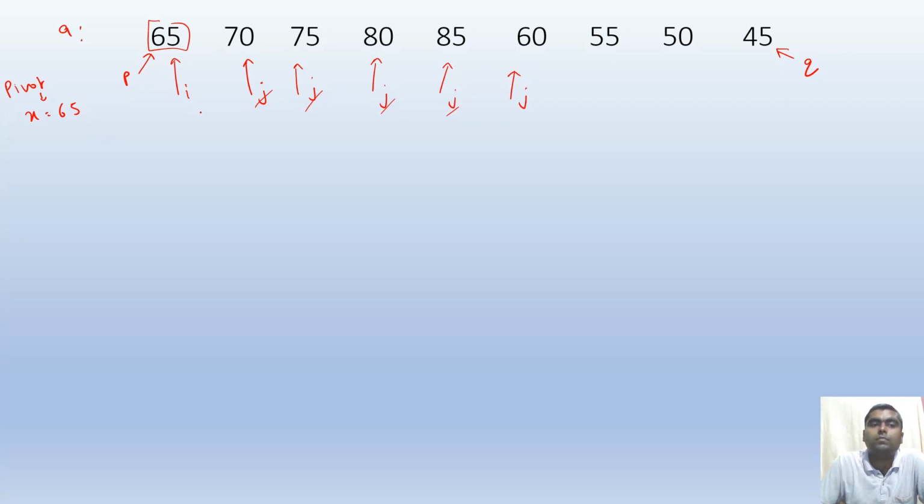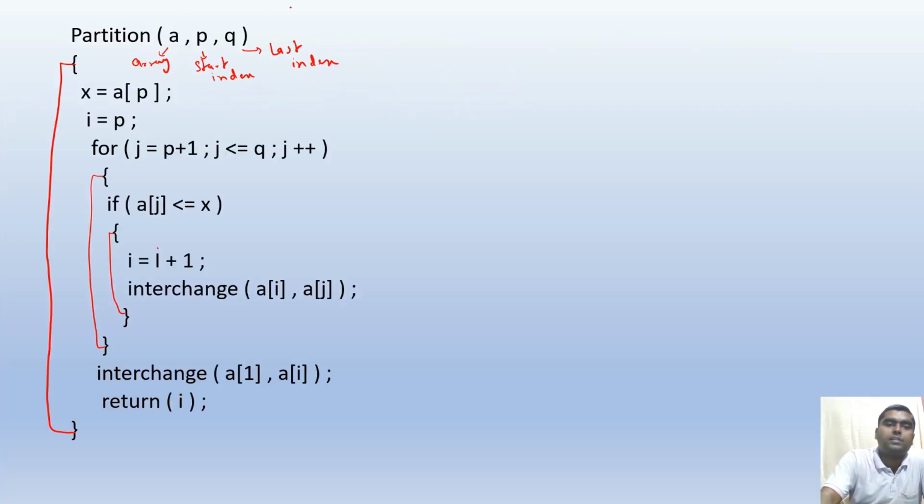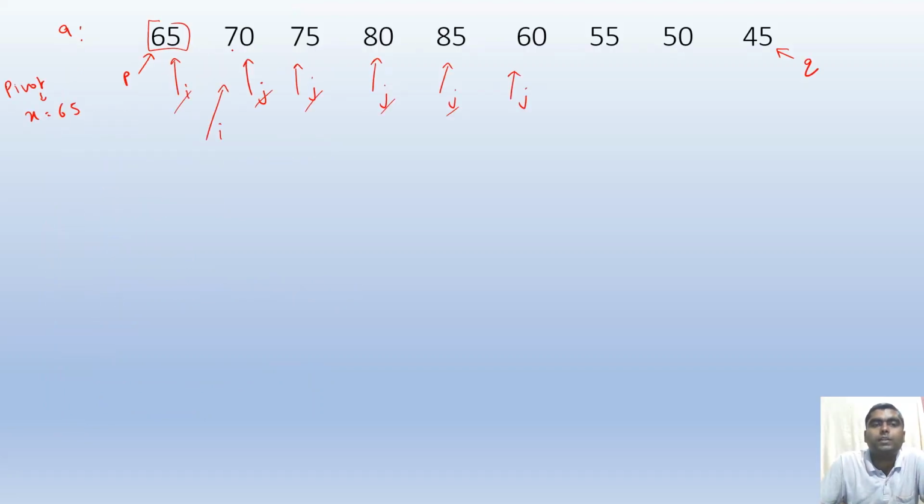Now A of j is 60 and x is 65, so 60 is less than 65. So what are we supposed to do? We will increase i first, so i will come here, and A of i and A of j we will interchange. That is written in the algorithm: inside the for loop, interchange A of i and A of j. So finally this place will be 60 and this place will be 70. So this is the first replacement.